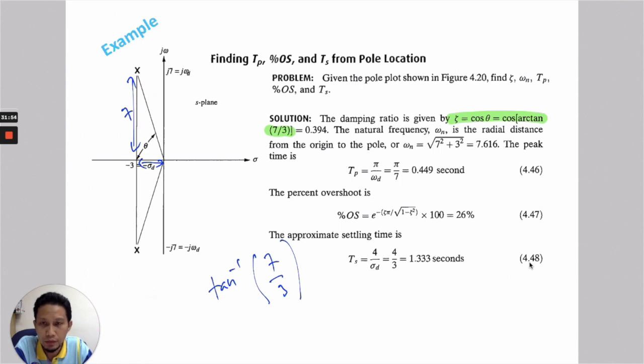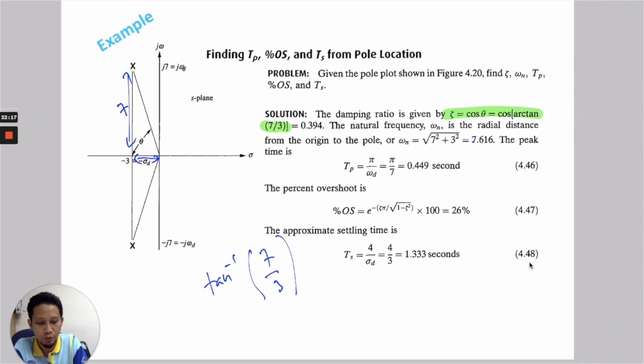And then the natural frequency is the radial distance from the origin to the pole. So we have this complex number, which is given by -3 plus j7. We can take the magnitude of this complex number, which is the square root of 7 squared plus 3 squared, and what we get is 7.616.